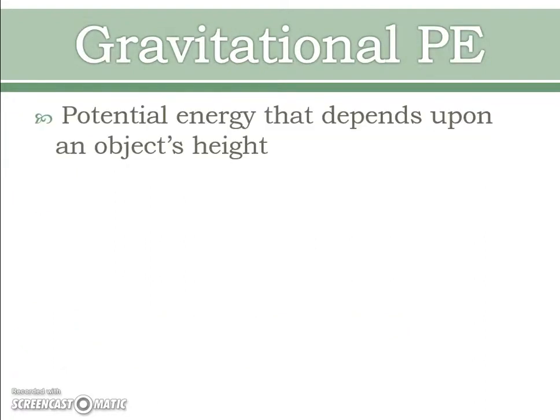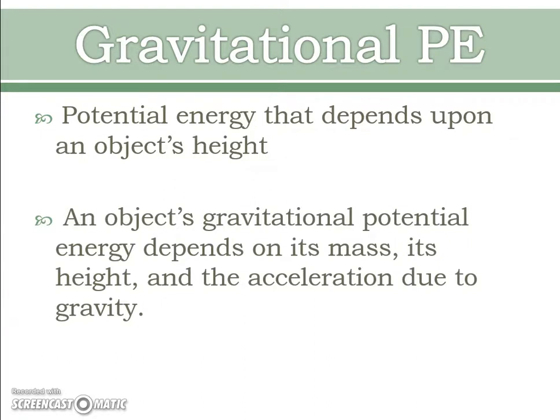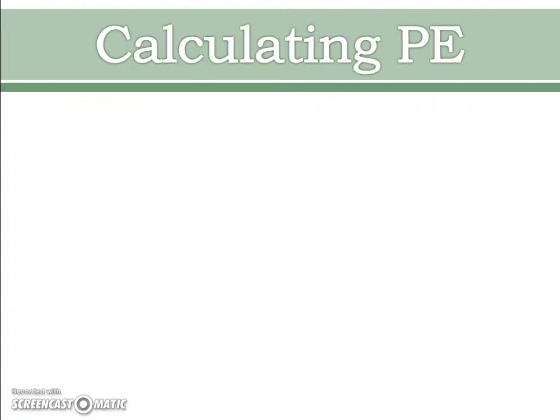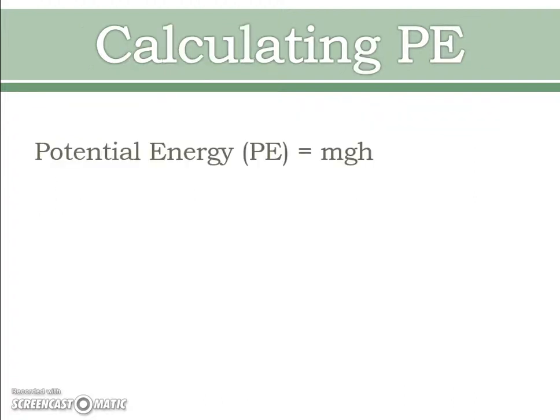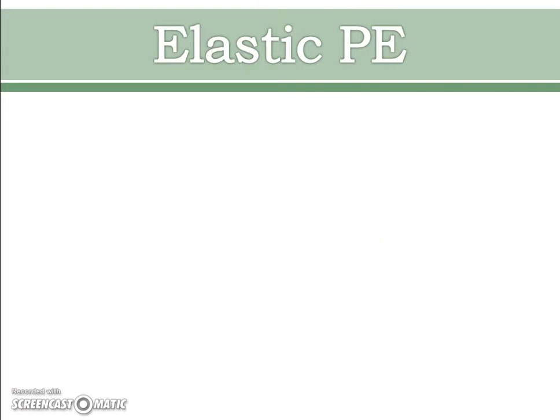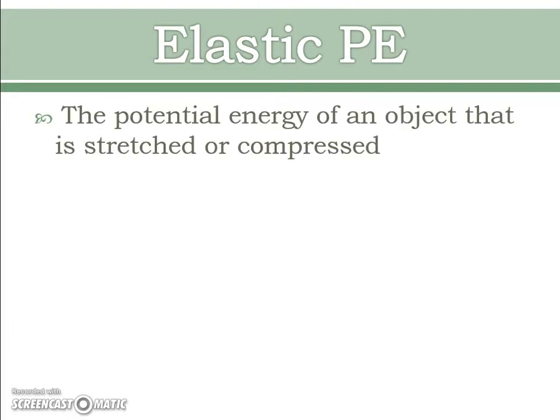Gravitational PE depends upon the height at which the object is located. So it depends on mass, its height, and the acceleration due to gravity. To calculate PE, we have PE equals mgh. Now remember, m is mass, h is our height, and g is 9.8 meters per second squared, because that's a constant acceleration due to gravity on Earth. Elastic PE, we're really not going to get into a lot of this, but it's the potential energy of an object that can be stretched or compressed. So think about rubber bands.